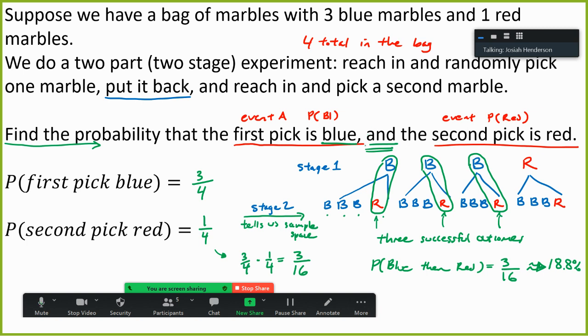If you see a question like this, where it's 2 steps or two outcomes we're interested in, but the word is and, we're looking for this to happen and that to happen, then we're multiplying our separate probabilities. Like we see here, 3/4 times 1/4 is 3/16. There's a lot going on so far. That's it for this screen.